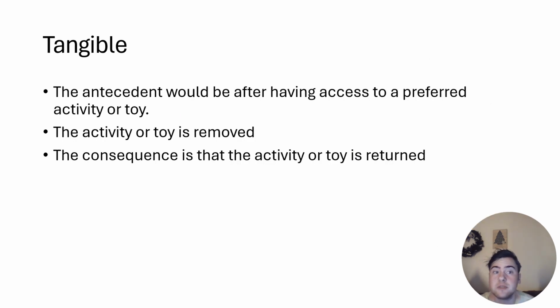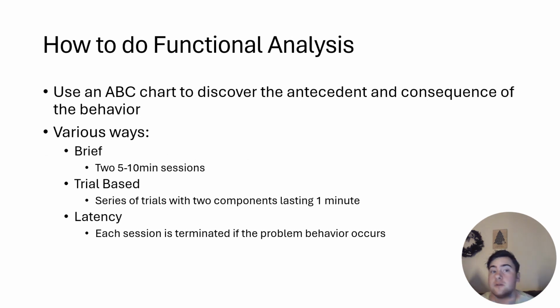The next one is tangible. With tangible, the antecedent would be after having access to a preferred activity or toy. Again, tangible is like physical. With tangible, that's going to be their favorite toy or activity. The activity or toy is then removed. This is still part of the antecedent. Again, this is tangible. And the consequence is that the activity or toy is returned if the behavior stops. So they have the toy or they're doing the activity, it's then removed, and then it goes right back to them.